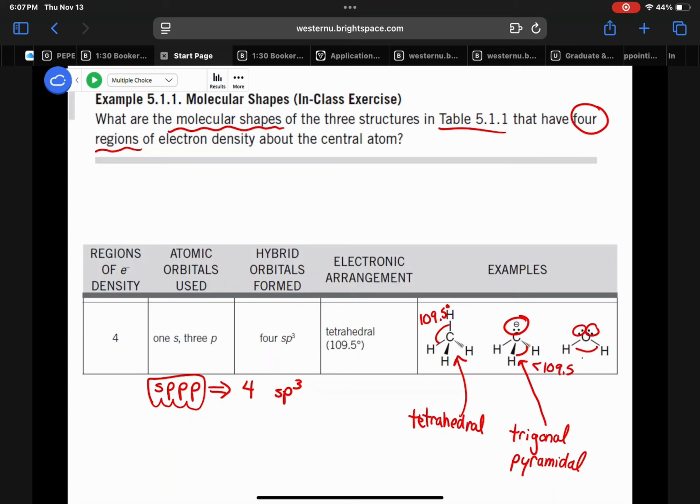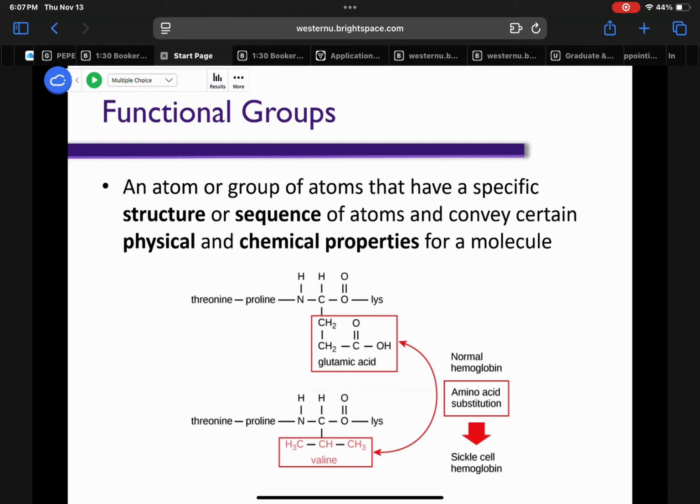When we have water, again, just less than 109.5 degrees because those non-bonding electrons are taking up a little more space, which pushes those oxygen-hydrogen bonds together, giving us the bent shape. Okay, so with all of that in mind, let's move to functional groups.